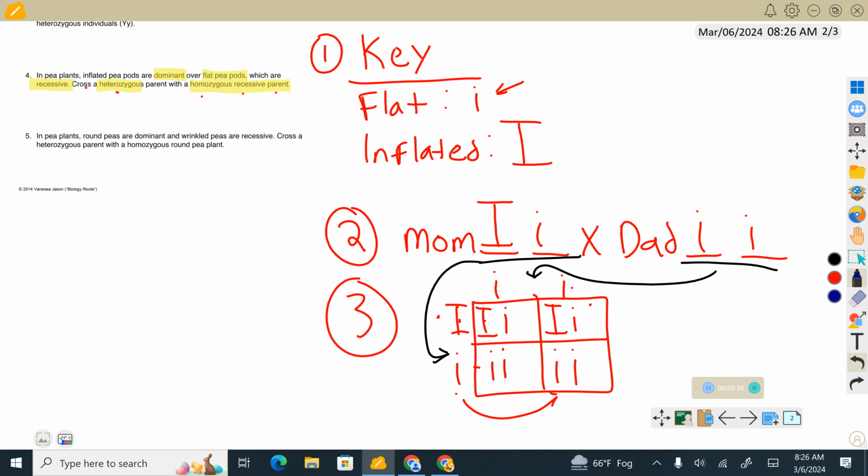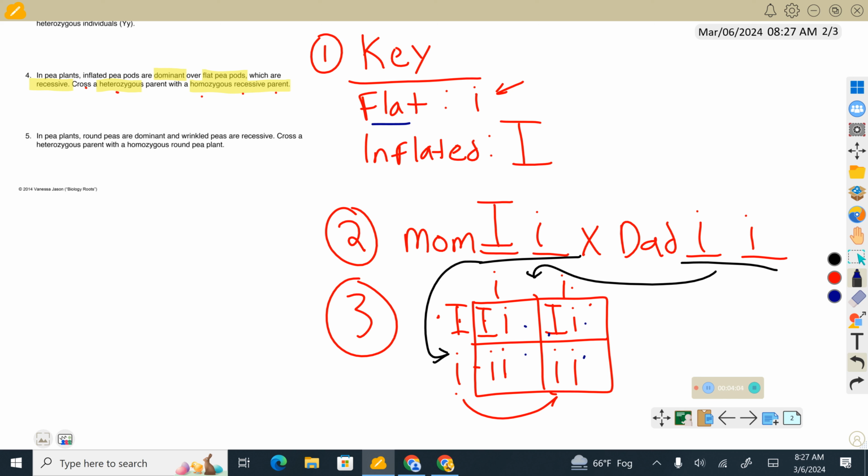The probability of the offspring when it comes to these problems is that you're going to have a 50% chance. So 2 out of 4, right here, 2 out of 4 are going to be homozygous recessive. If they have the 2 recessive genes, they're going to have the flat phenotype. And then 2 out of the 4 are going to be heterozygous. If they're heterozygous, they have this dominant gene, therefore they're going to be inflated. So this is how you get your answer.